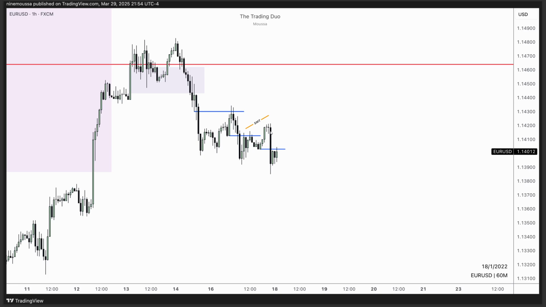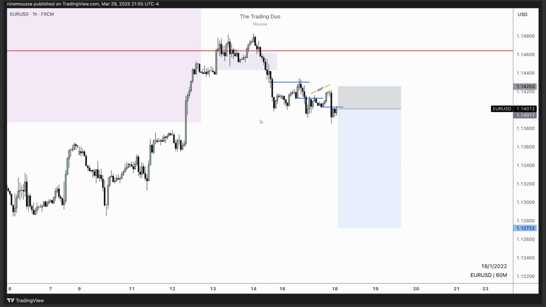We got our SMT, we have a clear bearish fair value gap and an order block combo, and that's where I'll place my order. Stop loss at the swing high that formed SMT on the hourly time frame, and I'm targeting 5R that aligns with taking this low here.